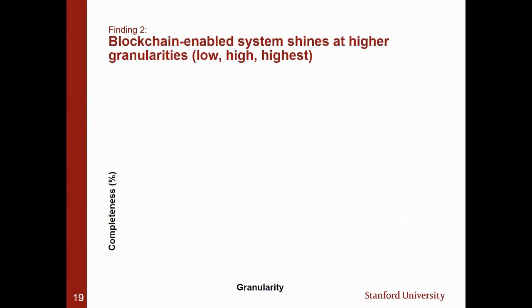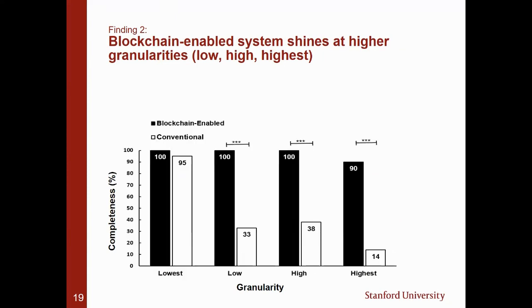So if you look at completeness, which is the likelihood of someone being able to retrieve information from a payment system, and if you look at those 4 levels, we see at the lowest, we have absolutely no difference, but as you increase the granularity, we see significant difference. So let me show you some examples.